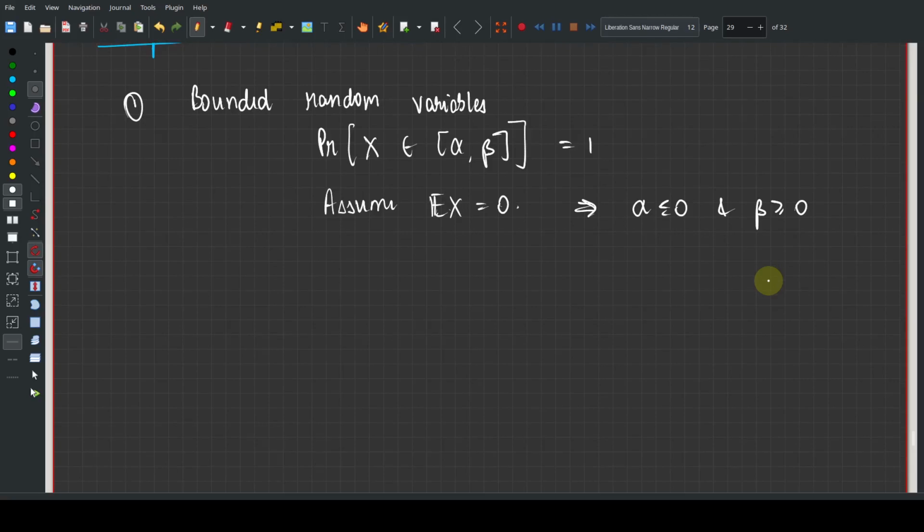Now we want to show that this random variable is subgaussian. And we want some estimate of what these constants, k1, k2, k3, k4, look like as a function of alpha and beta. So what do you think would be the best way to go about this? I'm not giving you any other information except the fact that x is bounded. It could be any distribution, not necessarily a uniform distribution or anything.